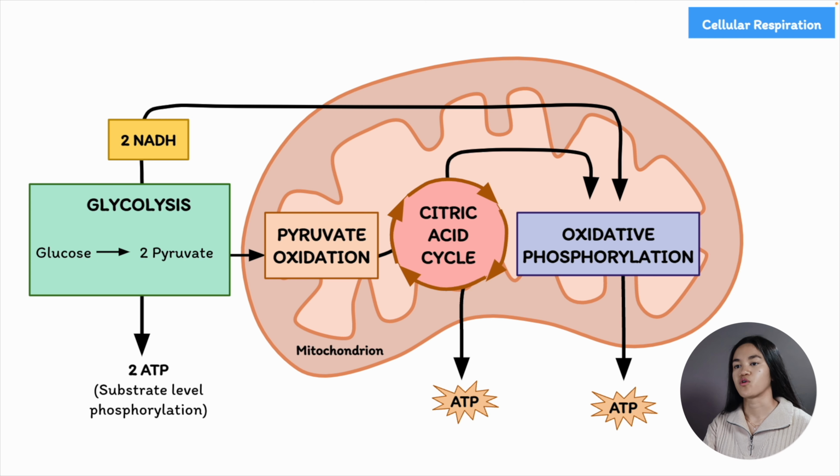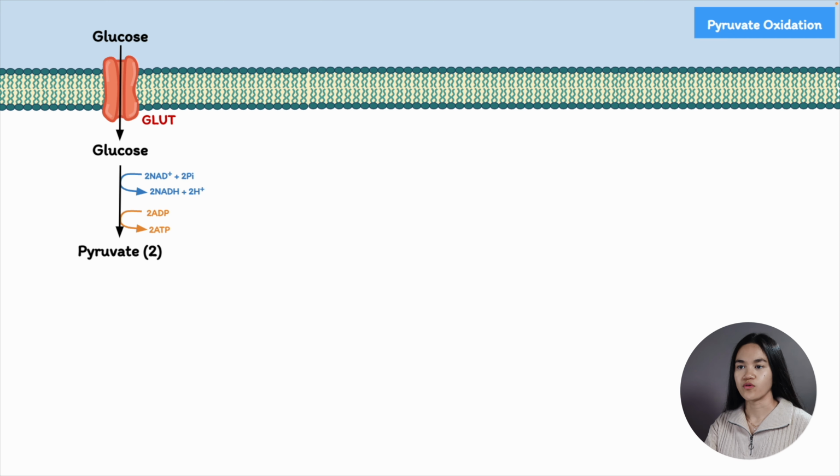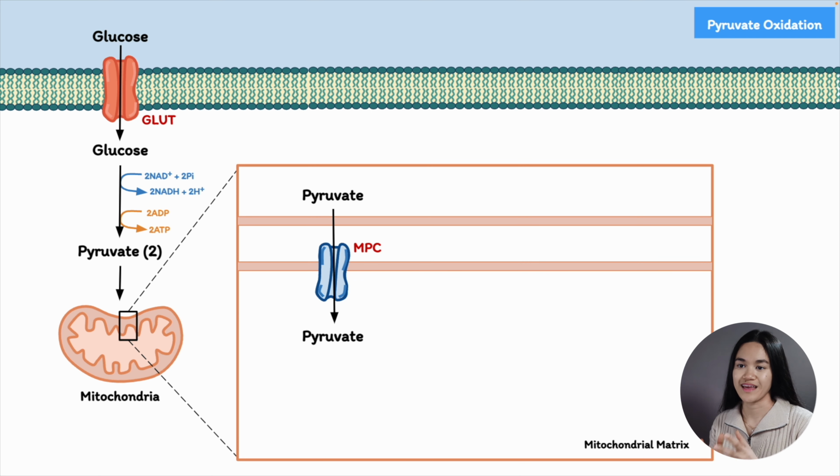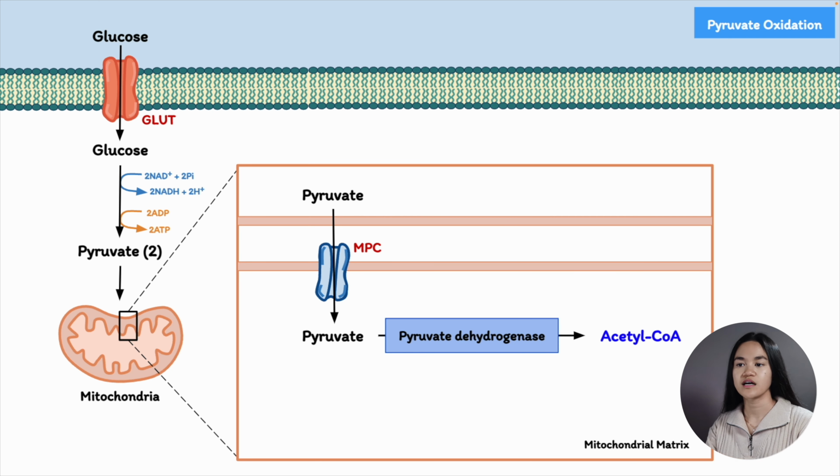So let's just focus on aerobic respiration when oxygen is present. We mentioned before that glycolysis occurs in the cytosol. So the pyruvate molecules that we've produced need to be transported into the mitochondrial matrix by the mitochondrial pyruvate carrier. In the mitochondria, pyruvate is converted to acetyl-CoA, which is catalyzed by the pyruvate dehydrogenase complex.